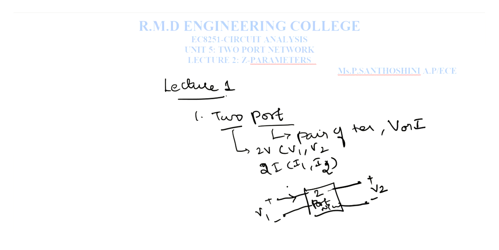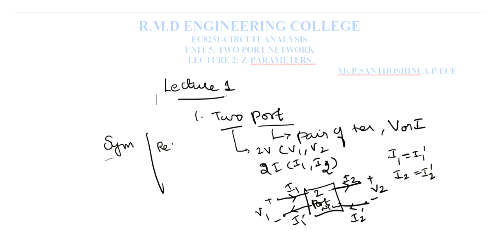And for the current, if one current is entering, the second current will be leaving. This will be called I2 and this will be called I2 dash. As per KCL, we can say that I1 equals I1 dash and I2 equals I2 dash. And we saw two important two-mark questions. Do you remember the two things? One is symmetrical and the second is reciprocal.